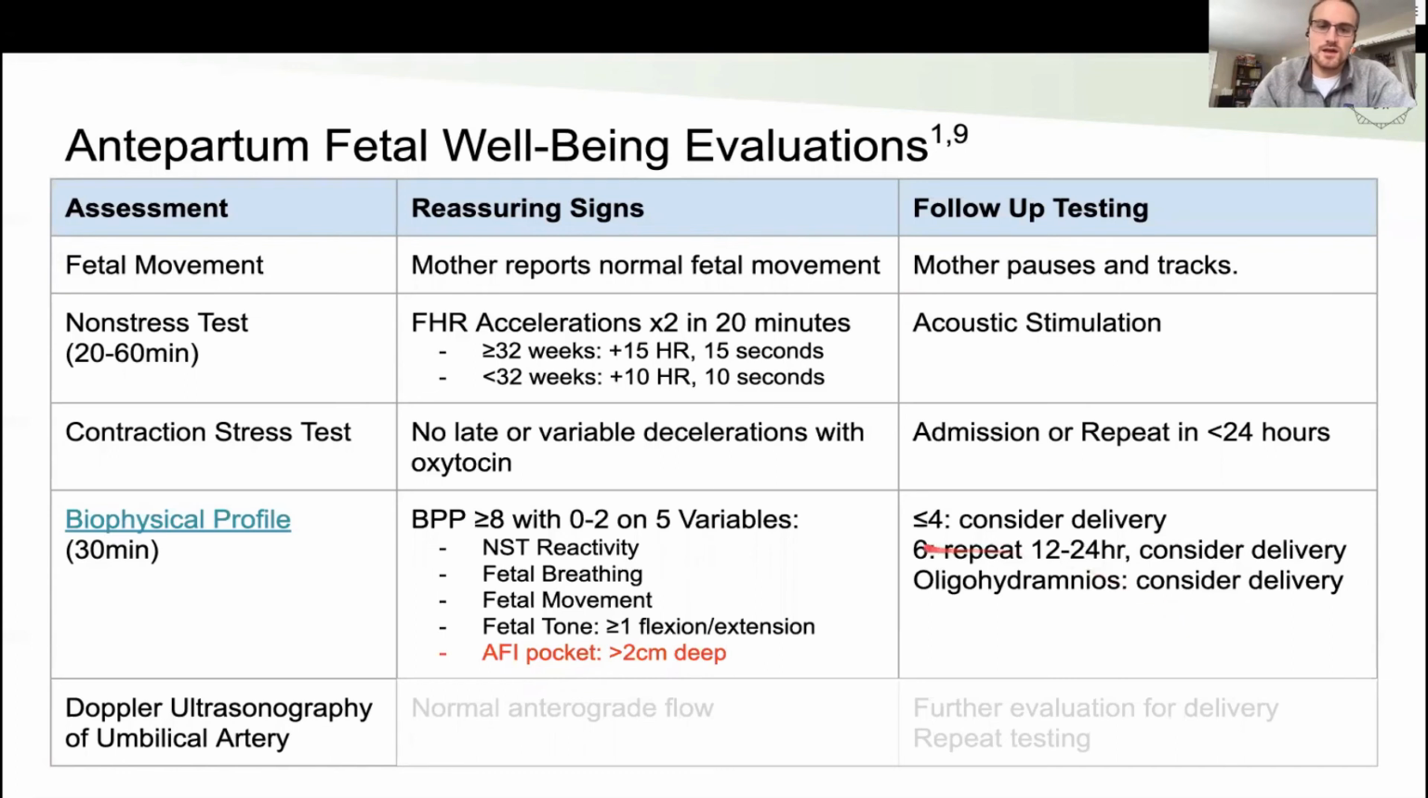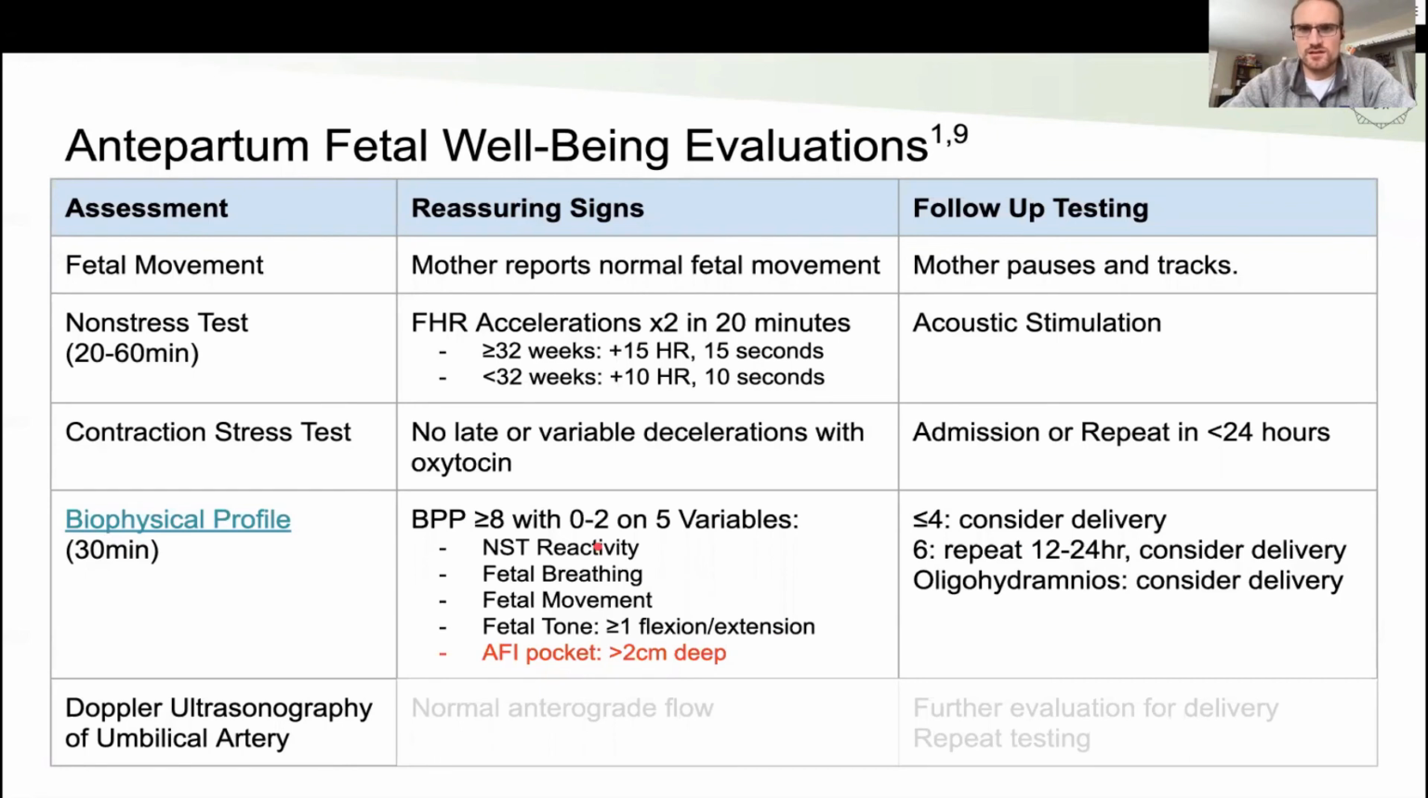However, if you have 8 of the 10, 0 to 2 for each of these, and you have that AFI pocket, then that's a normal test. And generally speaking, that means that you're good to go for a week. So these will often be repeated twice weekly so that you keep a rolling circuit with a low risk of fetal demise, in the 0.4 to 0.6 per thousand births range for that 1 week predictive value.